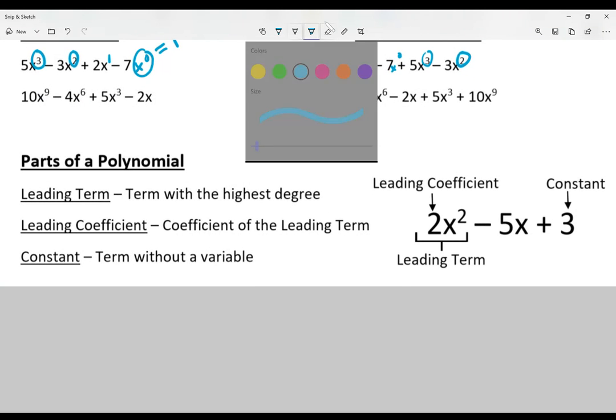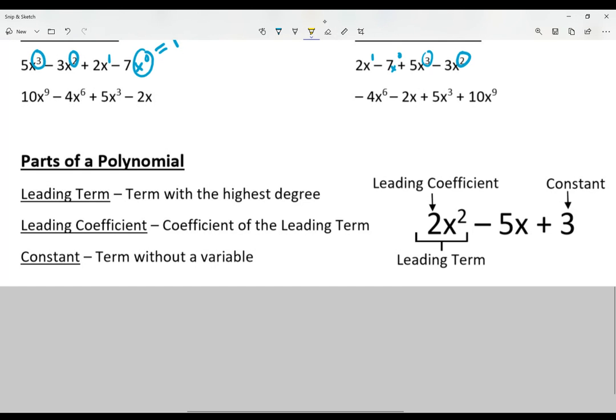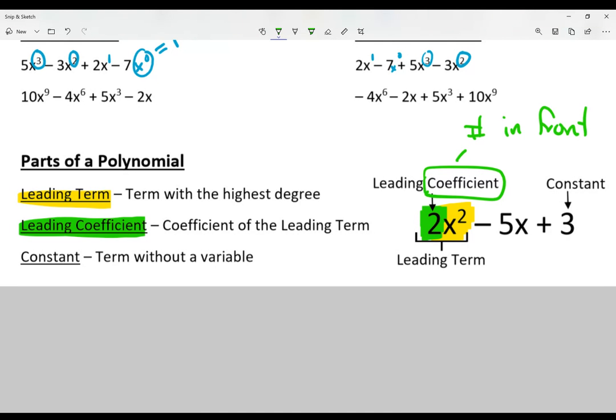And last but not least, let's look at the parts of a polynomial. The leading term is the term with the highest degree. So here the highest degree is 2, so we're going to highlight that whole term as the leading term. The leading coefficient is the coefficient of the leading term. In this case, that is just 2, our leading coefficient, the number in front. Remember, that's what coefficient means. Coefficient is the number in front of a variable.